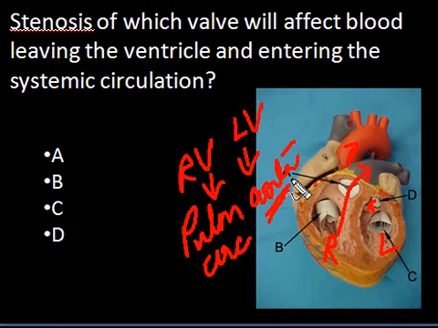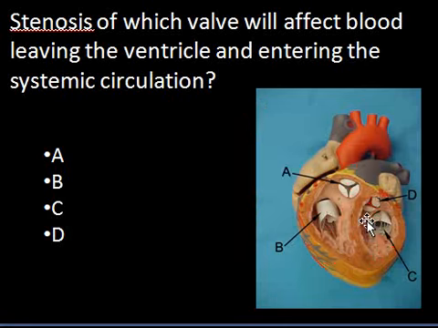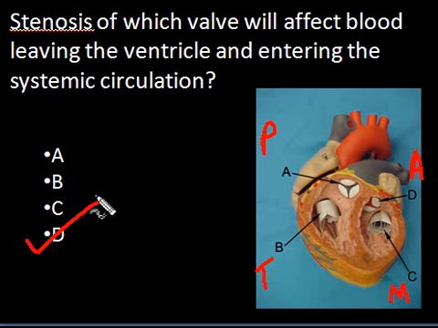So therefore, it will be a valve which will be in the left ventricle and which will prevent blood from leaving the left ventricle and going into the aorta if that valve was stenosed. So in other words, you have to identify the aortic valve. So now let's look and see how we can identify the valves. So A is the pulmonary valve, B is the tricuspid, C is the mitral or bicuspid, and D is the aortic valve. So D is the correct answer. So therefore D is what you would choose.